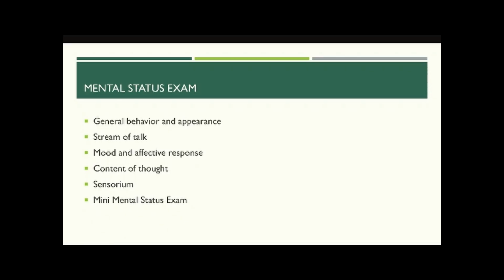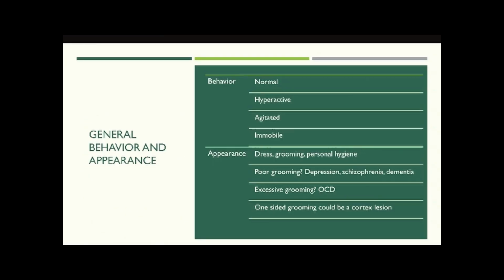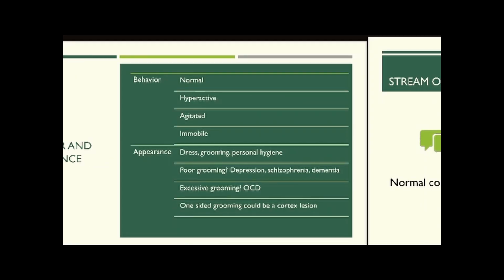And then finally, our mini mental status exam. So behavior, how do they look? What's their appearance like? Are they taking care of themselves? Okay, are their clothes clean? Hair, are they presentable to go out in public? Remember we talked about how some people have hemispatial neglect, where they'll only groom one side of their body. So those are the things that you look for. Excessive grooming, like OCD. Are they washing their hands 30 times a day? One-sided grooming, again, cortex lesion.